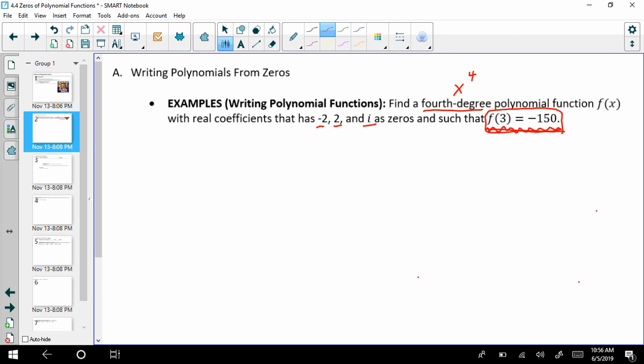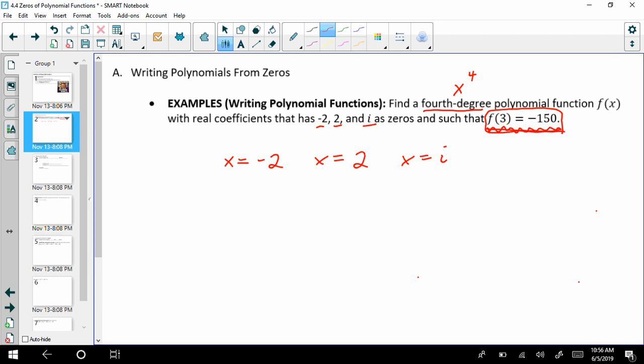What I tell my students to do first with these, let's literally write down what they gave us. They told me one of the answers was -2. So I'm going to write it like this. If I was solving, I would have got x equals -2. They told me another answer was 2. Great. They also told me I got an imaginary answer.